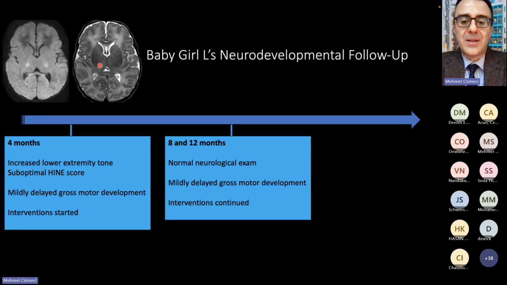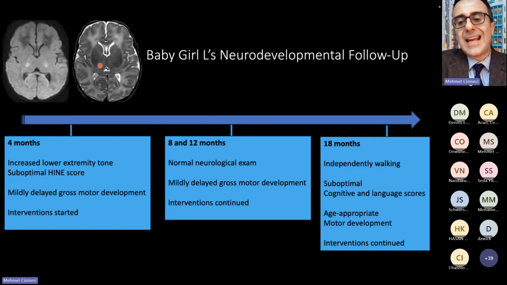And at 8 and 12 months, neurological exam normalized. We didn't see any hypertonicity in the lower extremities anymore. The gross motor skills were still mildly delayed, and we continued occupational and physiotherapy services for this baby. And at 18 months, we did a Bayley assessment for this baby, which seemed to be showing some suboptimal cognitive and language scores. But the baby was independently walking as expected. The motor development was age appropriate. So we continued all the interventions, and especially we focused more on the speech and language and the cognitive outcomes in this baby.